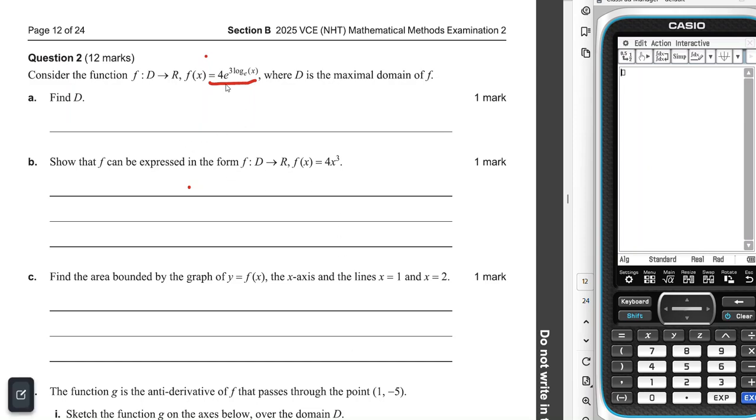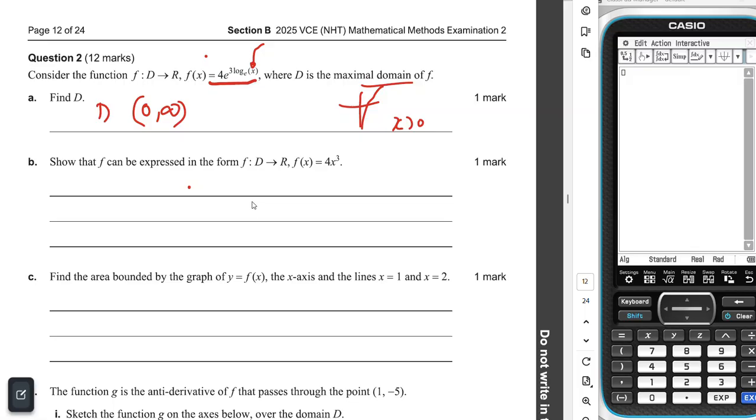Okay, in question number 2, we're asked about this particular function and we're asked for the maximal domain. So the x sits inside of a logarithm. Since a logarithm only exists for x bigger than 0, therefore D has to be 0 to infinity, not inclusive of 0. I show that f can be expressed as this.